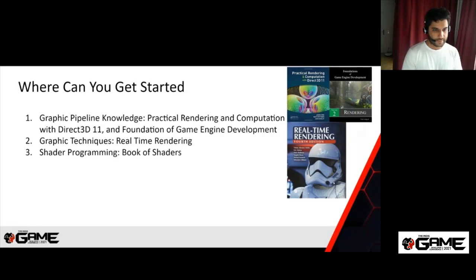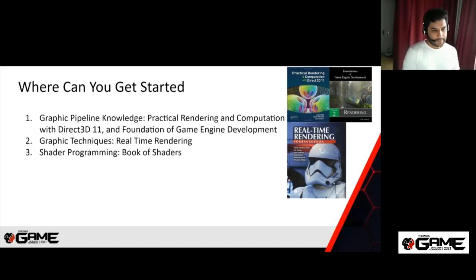The other book I suggest is Game Engine Development, the rendering part, which looks at the problem from a different angle. You look at the problem from the perspective of the engine. How do you create a render loop in order to render a 3D scene on a 2D screen? And you learn about things like materials and how they work under the hood.